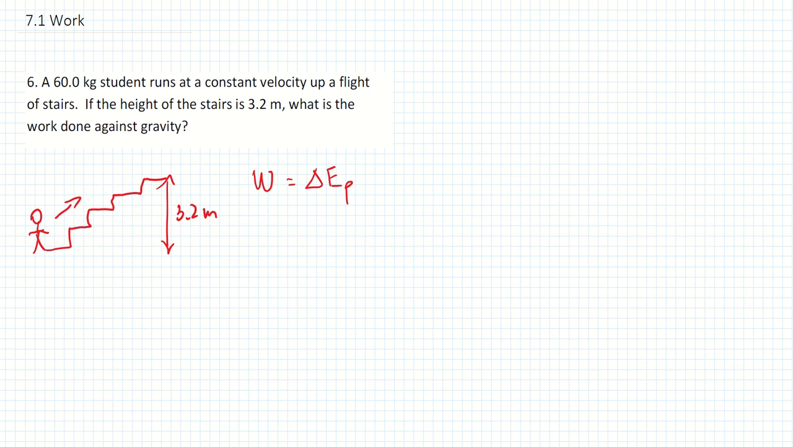So our change in potential energy in this case is going to be change in mgh. Now, delta means final minus initial. So our mass is going to remain constant, so mass doesn't change. Gravity doesn't change. It's going to be 9.8. So the only thing that changes is h. So when you write this, if you want to show every step, this would actually be your change in height.